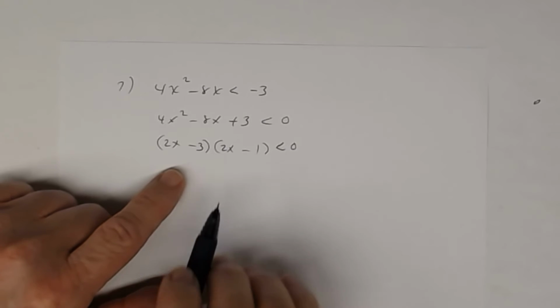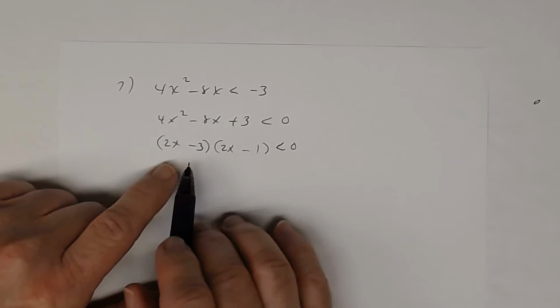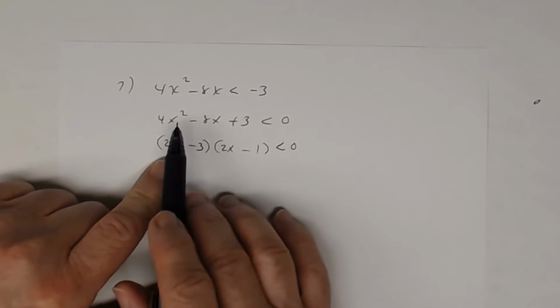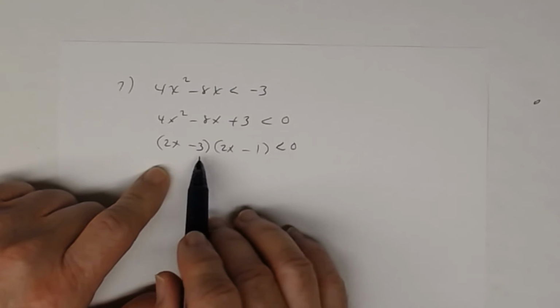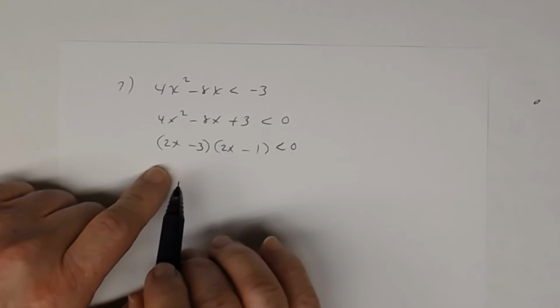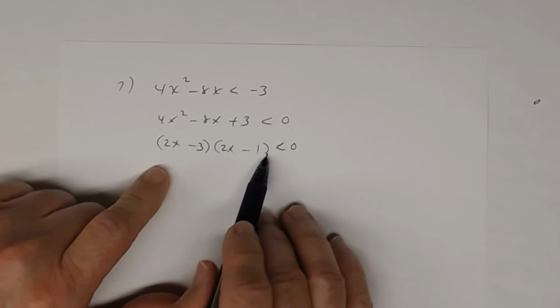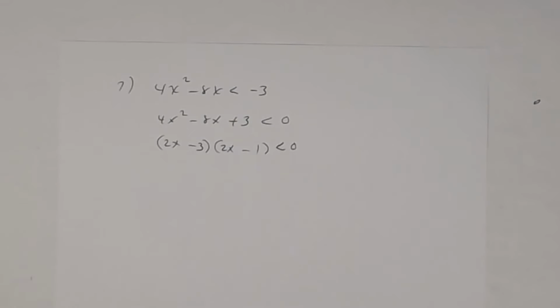So let's double check this. Let's make sure that's correct. 2x times 2x is 4x squared. The outer is a negative 2x. The inner is a negative 6x. Add them up, I get negative 8x. Negative 3 times negative 1 is a positive 3. All right, so that's correct.